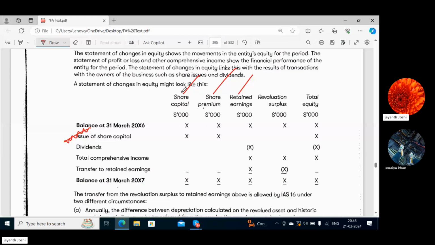So all these things, share capital, share premium, retained earnings, revaluation surplus, all this we show in the statement of financial position. So this is assets, this is liability and equity. In that we have the equity section. Equity is nothing but share capital. So the equity section has all this.